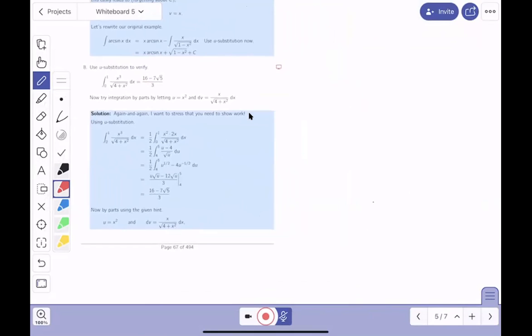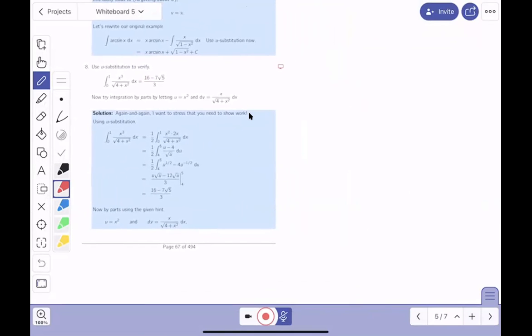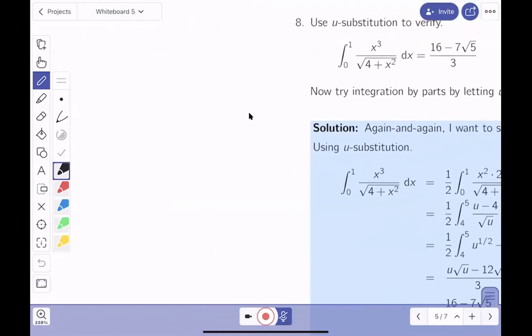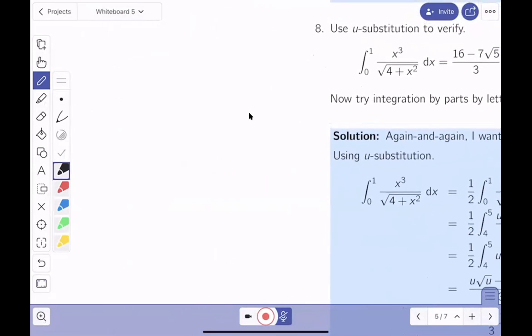Oh boy, this is a problem now. And they say use u substitution to verify. And by the way, I would much prefer to use u substitution to verify this. So I'm going to try to verify their work. And that's the whole point of study, by the way. You're actually verifying that what they say is true. So let's put this down.